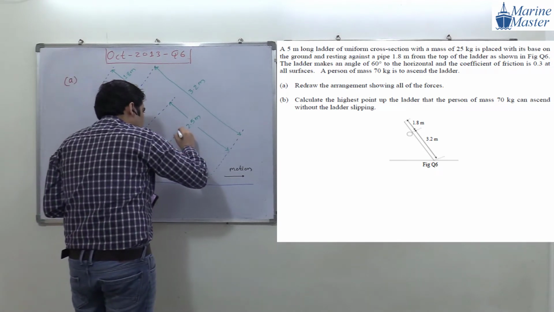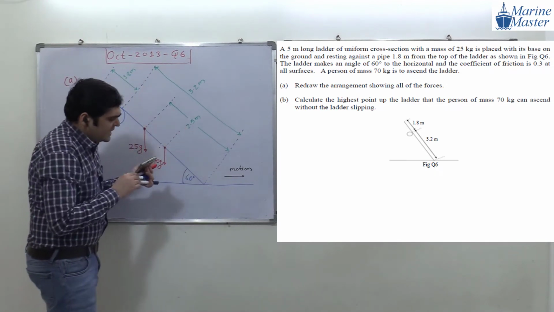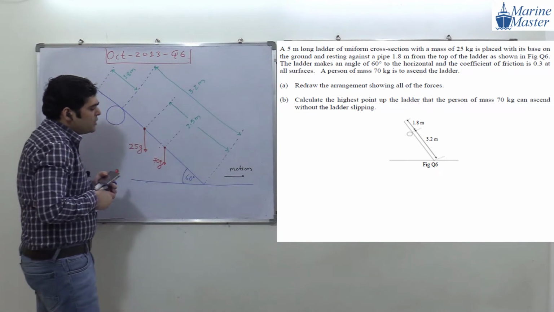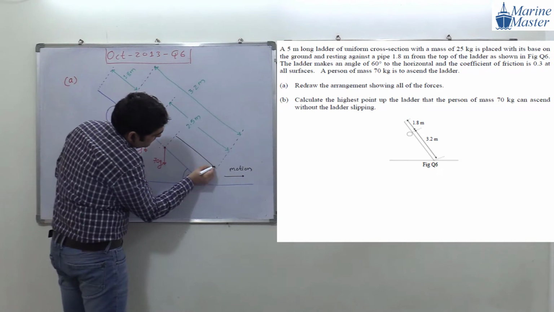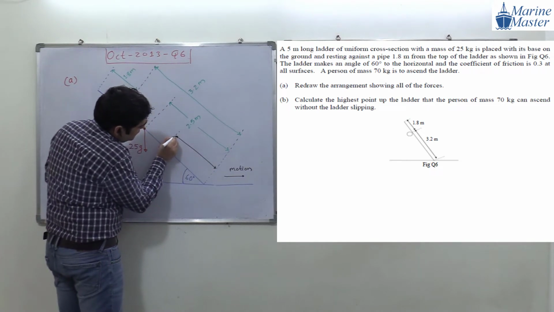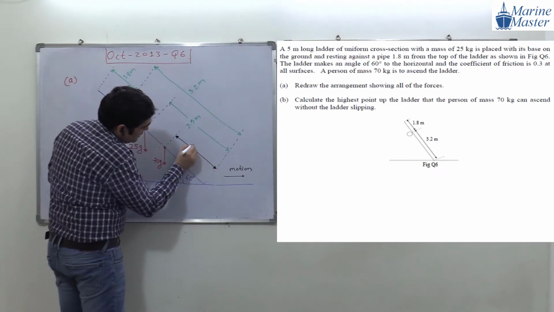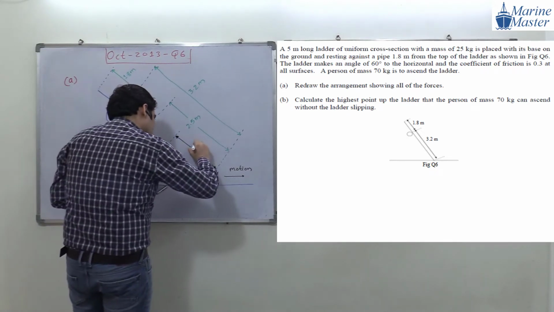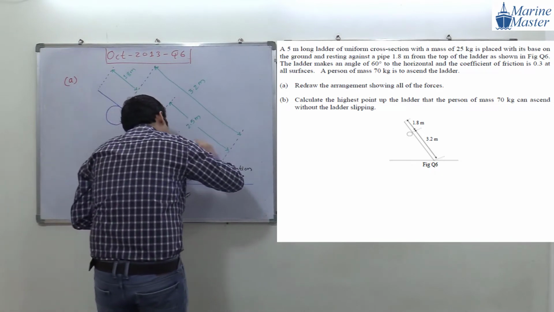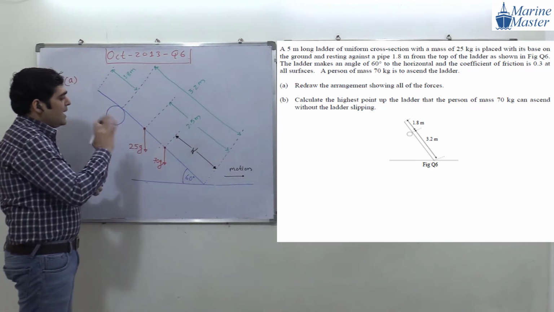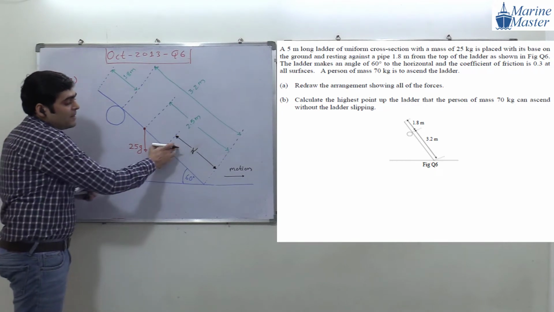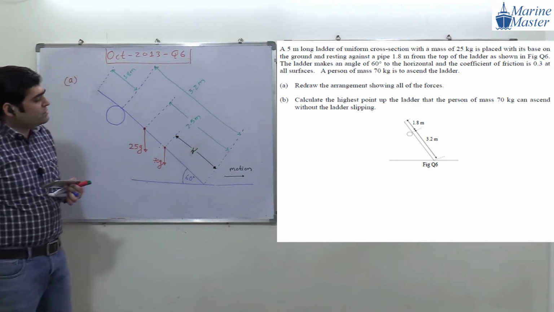This distance can be anywhere, and guys, we don't know exactly its location. So what do we assume this distance as? We will assume this distance as x. So in the B part, what is our target? We have to find out the value of x.